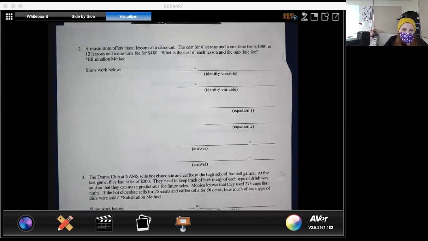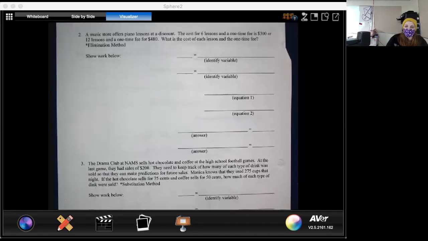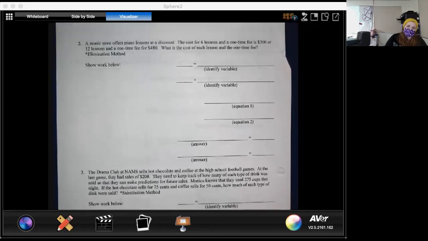All right, number 2. Now, again, if you are writing this all by hand, you do not need to write all the information, okay? I'm going to read it out, and then we're going to talk about what's the most important parts. Okay, a music store offers piano lessons at a discount. The cost for 6 lessons and a one-time fee is $300, or 12 lessons and a one-time fee is $480. What is the cost of each lesson and the one-time fee?